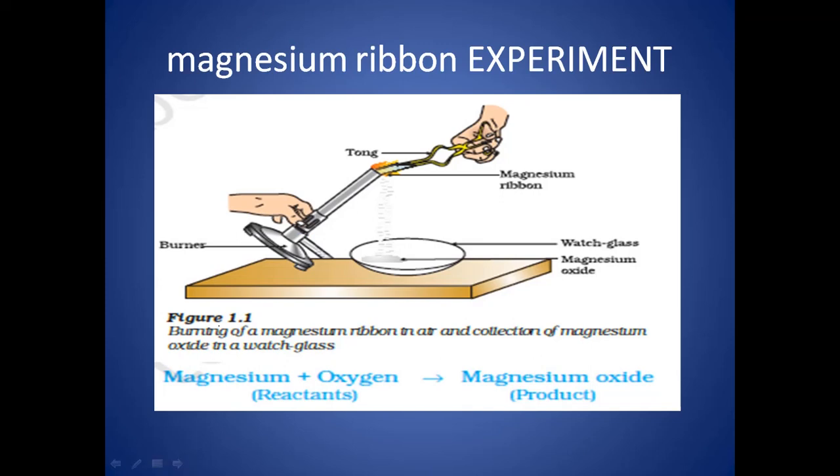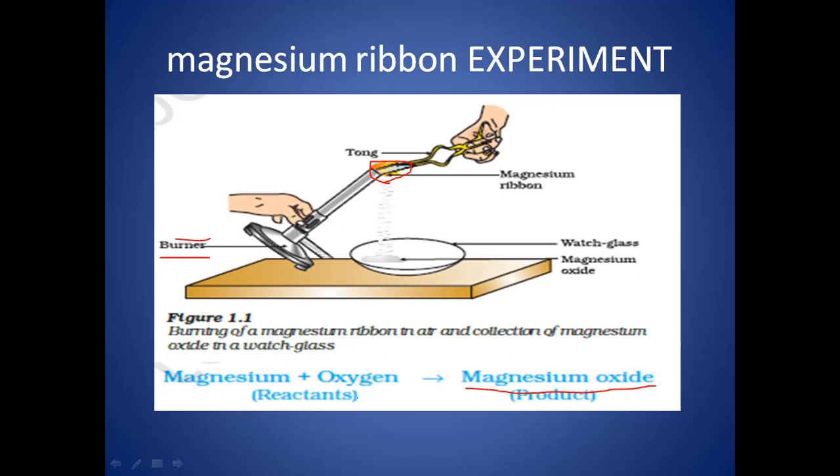The magnesium ribbon experiment. If you see the book, on the very first page of this chapter, there is an example or a drawing given. There is a burner which is burning. A magnesium ribbon has been placed, and this magnesium ribbon is being burned by this burner. Okay, what we have got here is magnesium oxide.